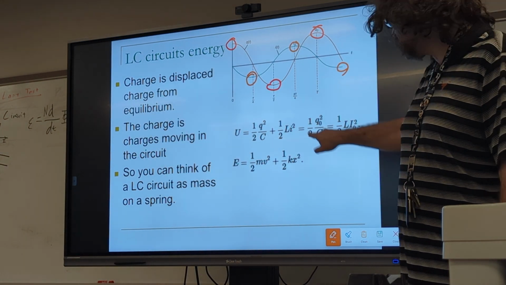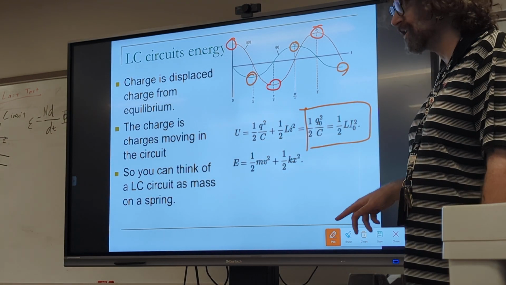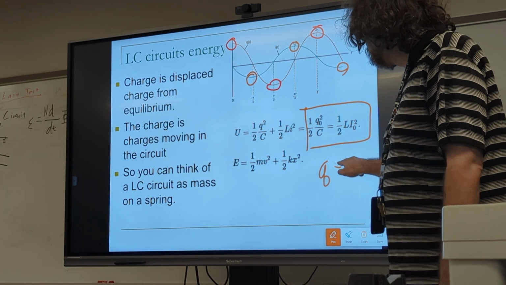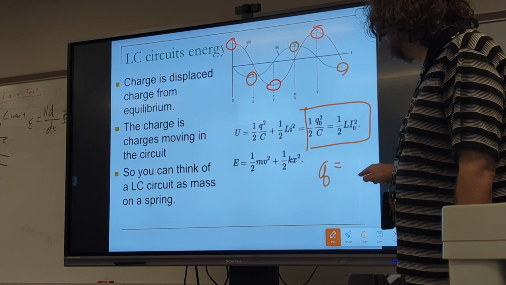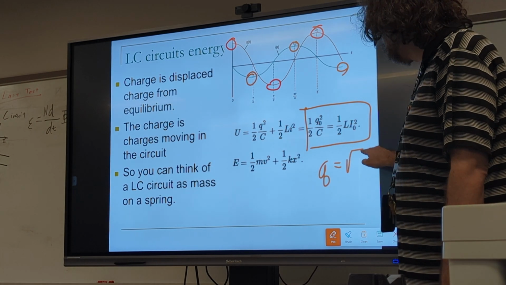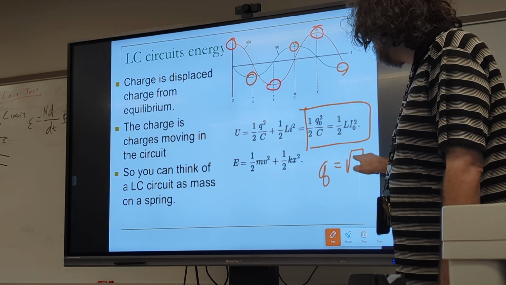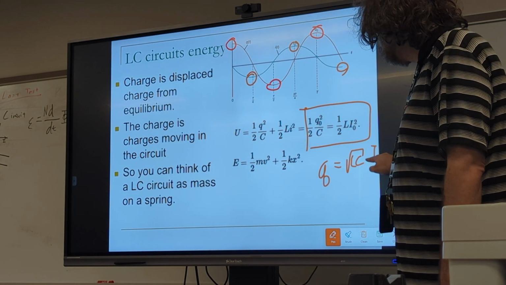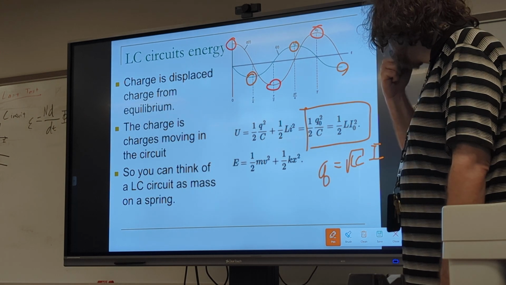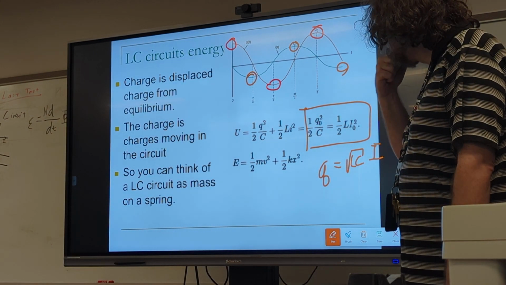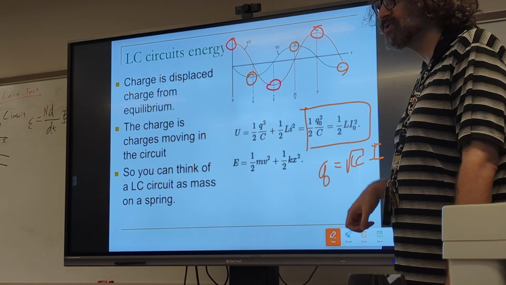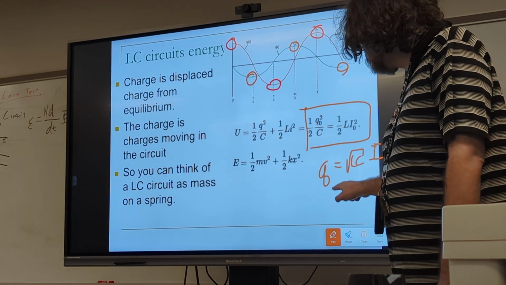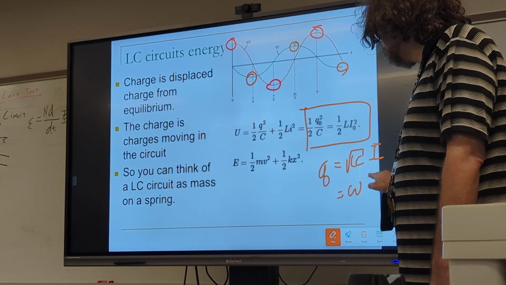If we take these two things and set them equal to each other, guess what we get? We get Q equals the square root of LC squared times I. So LC I. Because I is times I, right? Hey, what's the square root of LC? Probably less than 1. Isn't this omega? Yeah.